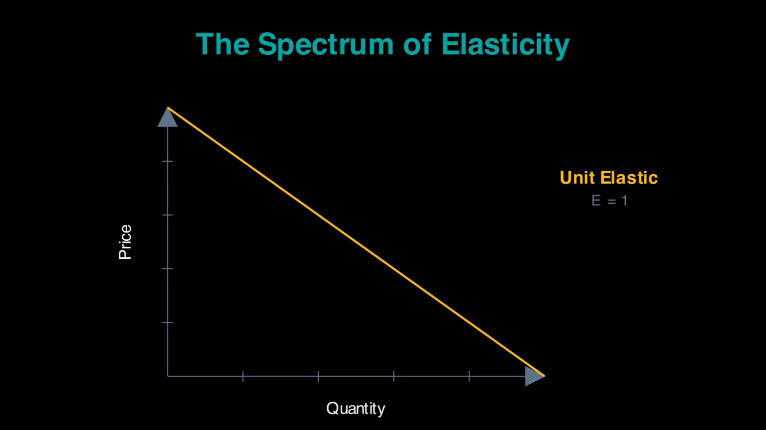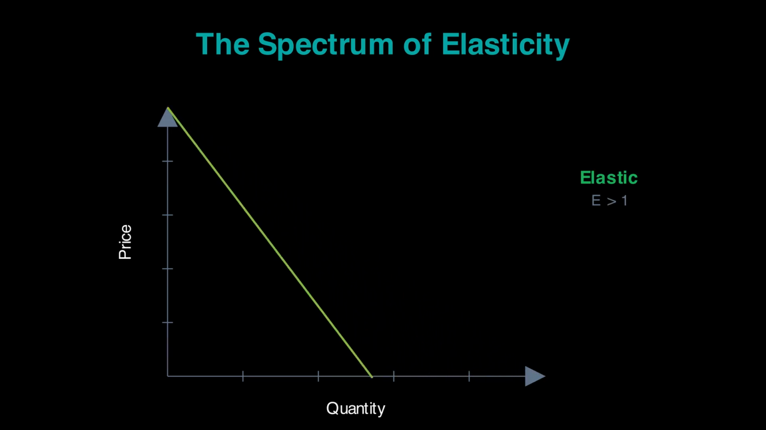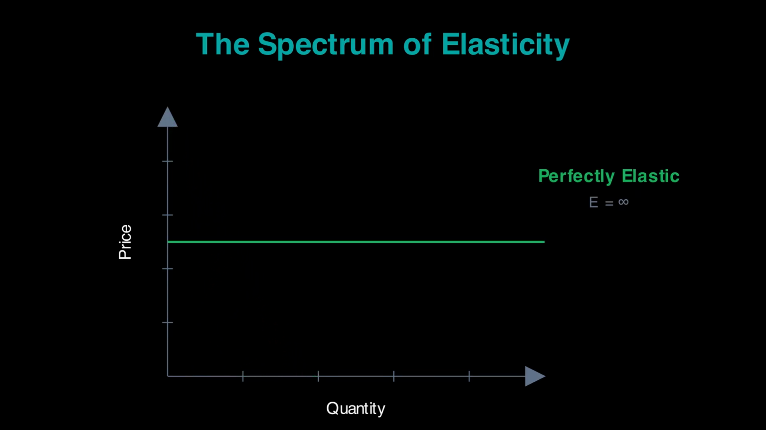In the middle is unit elasticity, where a 10% price hike causes an exact 10% drop in sales. The percentages move in lockstep. Flatten the curve further, and we get elastic demand. These are wants. A small price bump scares away huge numbers of buyers. Soft drinks are a great example. Finally, the perfectly elastic horizontal line. If a farmer tries to sell wheat for 1 penny above market price, nobody buys it because they can get the exact same wheat elsewhere. Perfect competition.